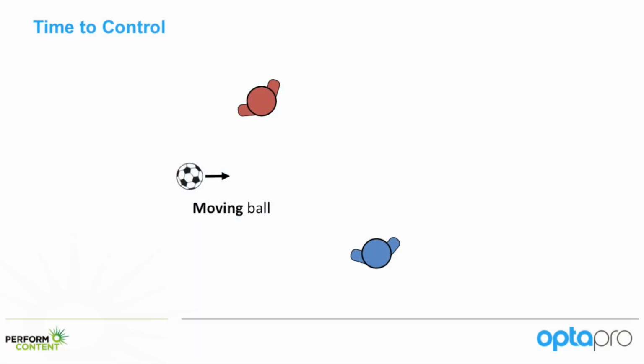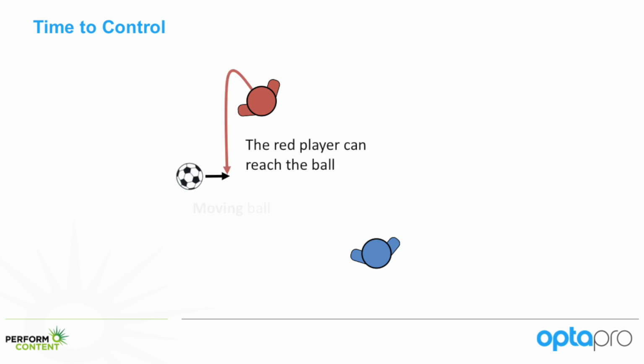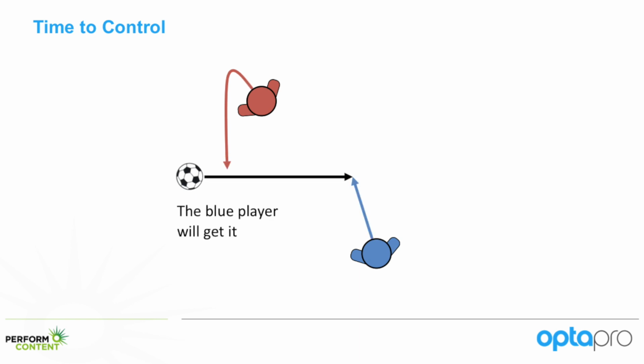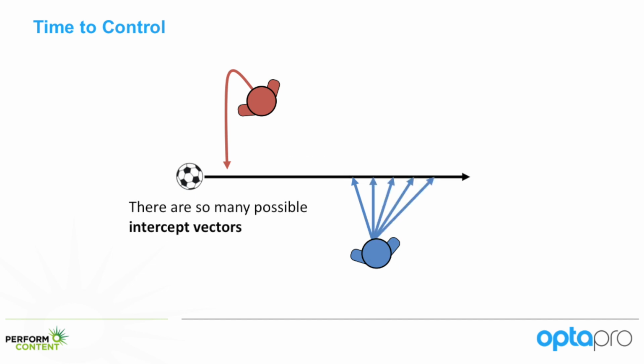Now, when we add in a moving ball, things get more challenging. Although the red player can reach the ball first, if it's moving past him at a fairly high rate, if he misses it, he's not going to get it. If he's a little bit too slow, if he's not paying attention, he's not going to get that pass. Just because he could get there first doesn't mean we want our model to say he receives the pass 100% of the time. The blue player could also get it. Because the ball slowed down later in the trajectory, there are more of what we call intercept vectors available to the blue player. So the red player has to be very precise to receive the pass. The blue player, however, has a lot of different opportunities.